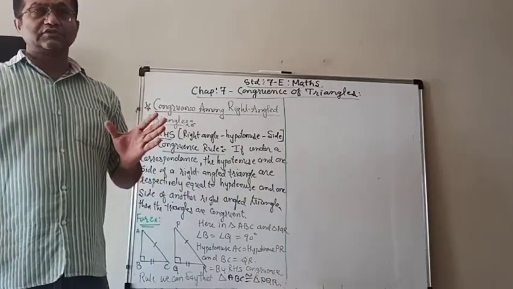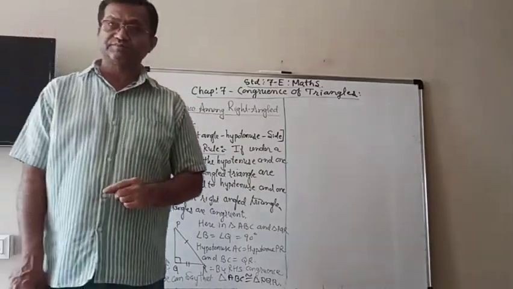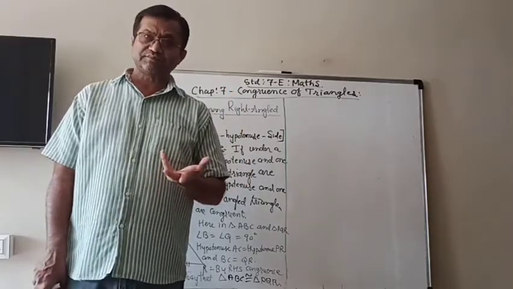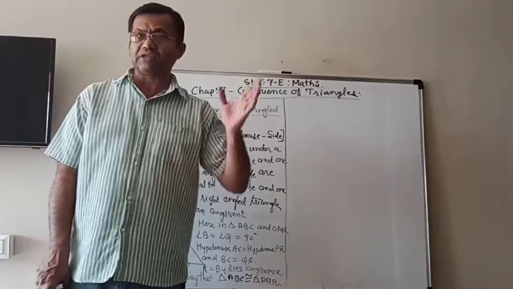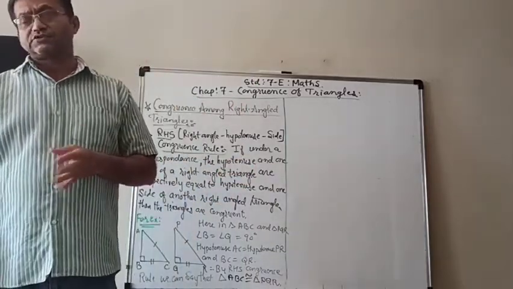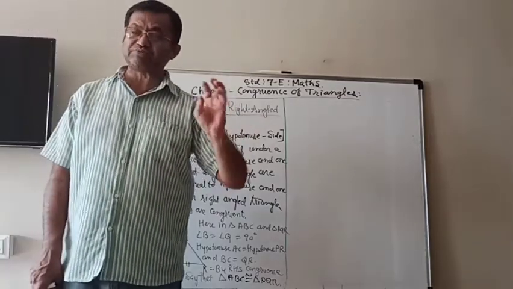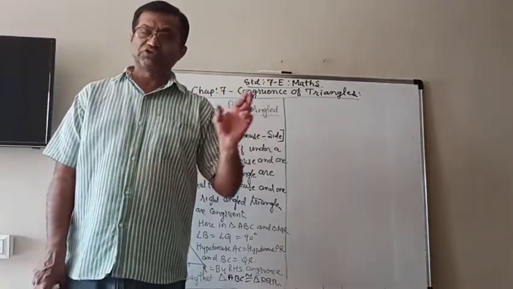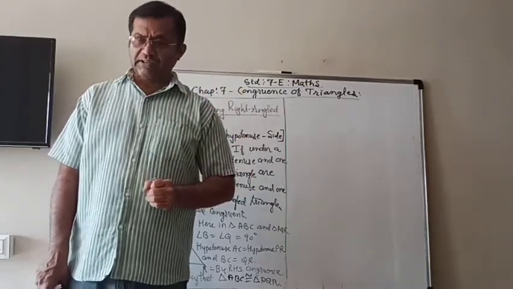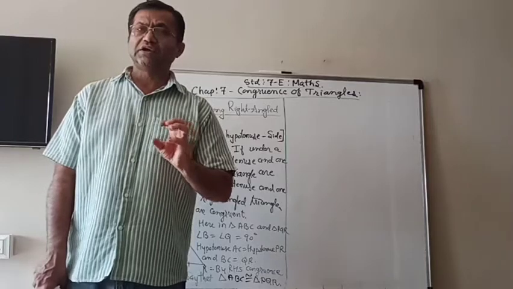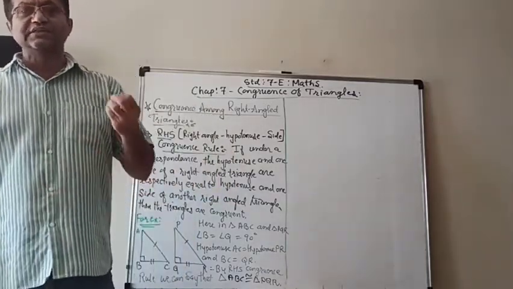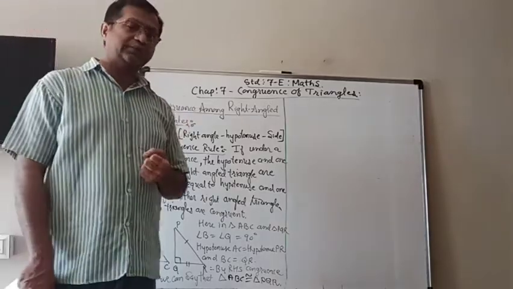So here we have to check only two things. There is the hypotenuse and one side, because right angles will be there because they are two right angled triangles. So we have to check also that they must be right angled triangles. So right angle, a hypotenuse and a side, they must be equal in both the triangles. Then we can say that these triangles are congruent.